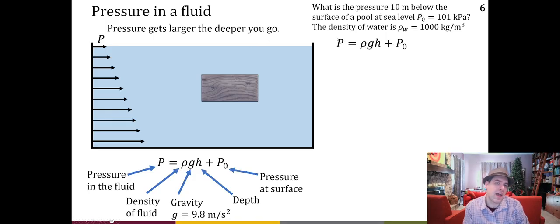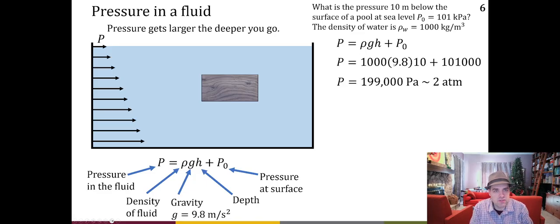So let's say we dive down 10 meters below the surface of a pool at sea level. So the atmospheric pressure is going to be the 101,000 pascals. Here I tell you the density of water is 1,000. We can calculate what the pressure in that fluid is going to be. Rho GH plus P0. Well, rho again is 1,000, G is 9.8, and the depth we're at, that's the 10 meters below the surface, plus the atmospheric pressure P0, which is the 101,000.